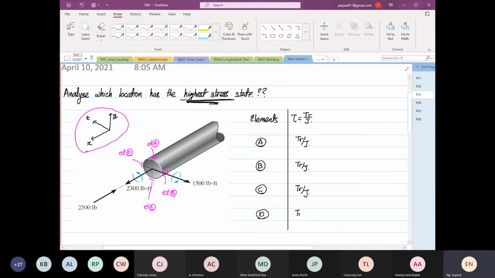All of them use TR over J. Now for this problem, there is no shearing force, but I'm going to put it in.